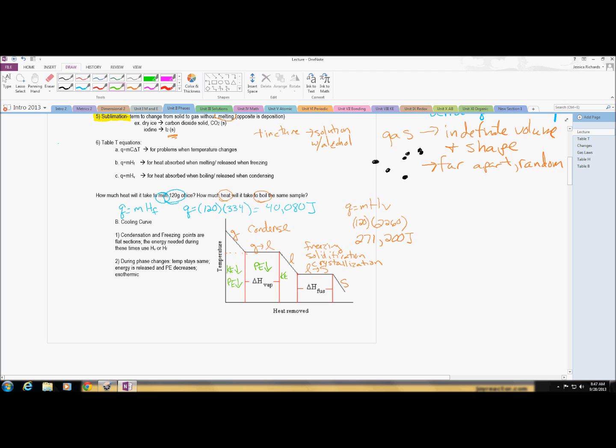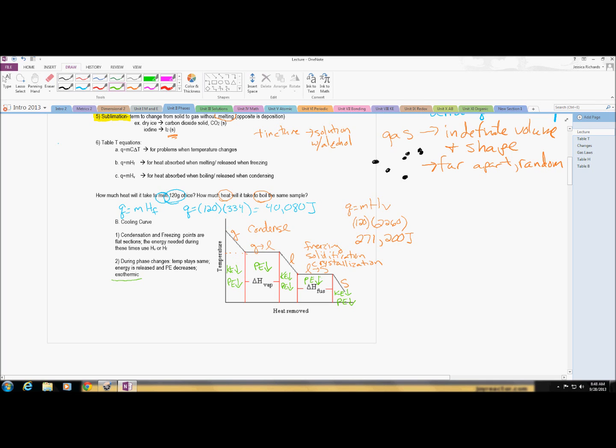So here, slanted going down, the kinetic energy is going down. Here, as our particles arrange themselves into a pattern and it takes less energy to sit there, the potential energy decreases. Remember that a gas can be much hotter than its boiling point, and a solid can be much colder than its melting point.